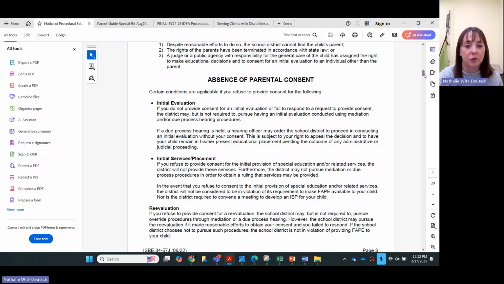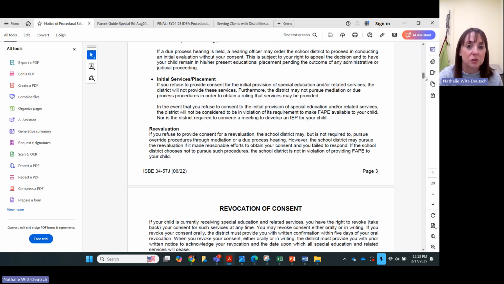Initial services: if you refuse to provide consent for that initial services or your placement, the district will not provide these services for you. And furthermore, the district may not pursue mediation or due process procedures in order to obtain a ruling that services may be provided. And then reevaluation: if you refuse, the district is not required to pursue override procedures through mediation or due process hearing. However, they may pursue reevaluation if they made reasonable efforts to obtain your consent and you fail to respond.